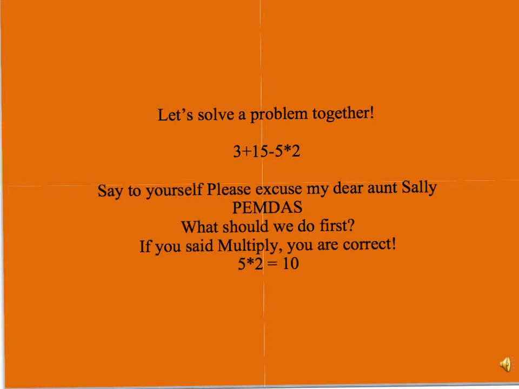Boys and girls, let's solve a problem together. On this slide, you see we have 3 plus 15 minus 5 times 2. I want you to say to yourself, please excuse my dear Aunt Sally. That's P-E-M-D-A-S. This will help you to remember the order that you have to use. So what should we do first? If you said multiply, you're correct. 5 times 2 equals 10.